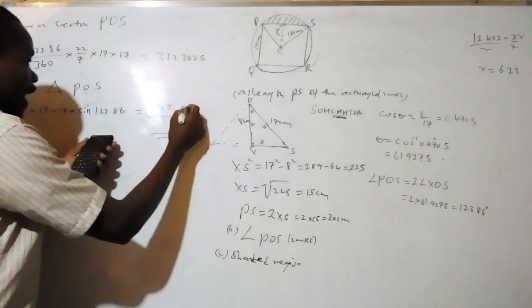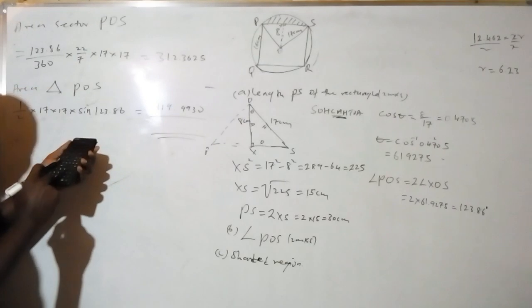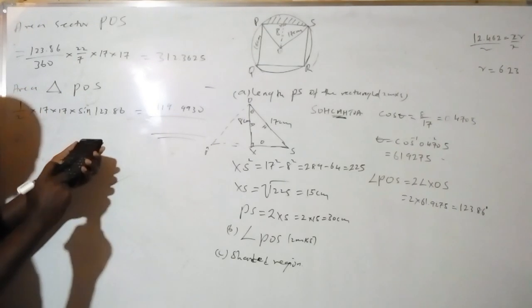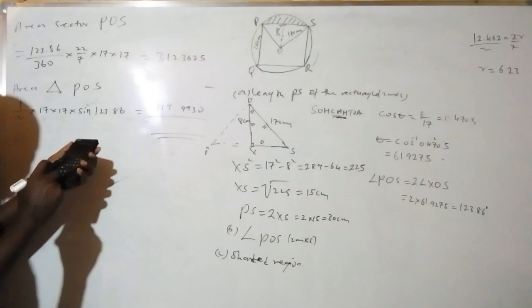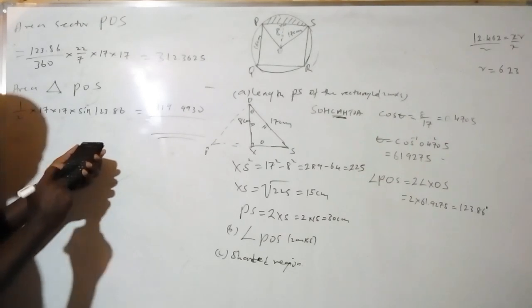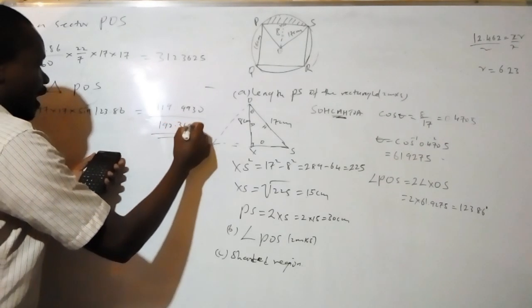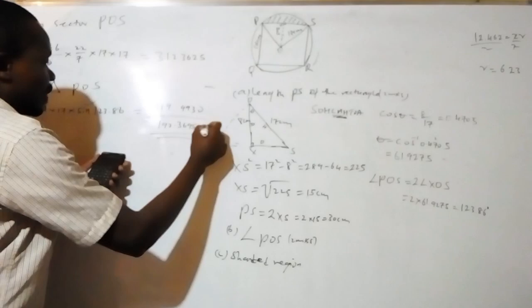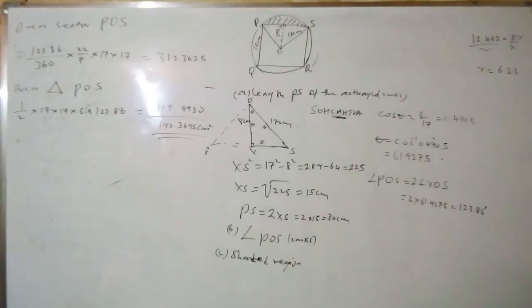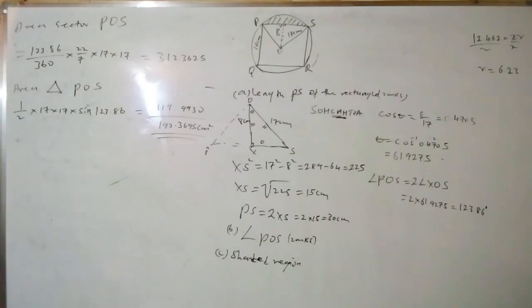119.9930. You subtract that: 312.3625 minus 119.9930, you get 192.3695 centimeters squared as the correct answer. That's how you are supposed to solve that question. Thank you for now, my good students.